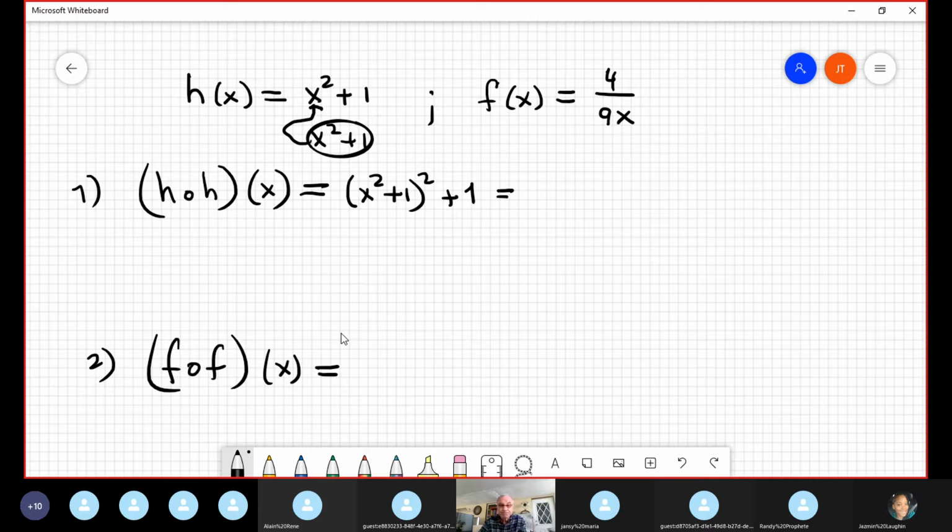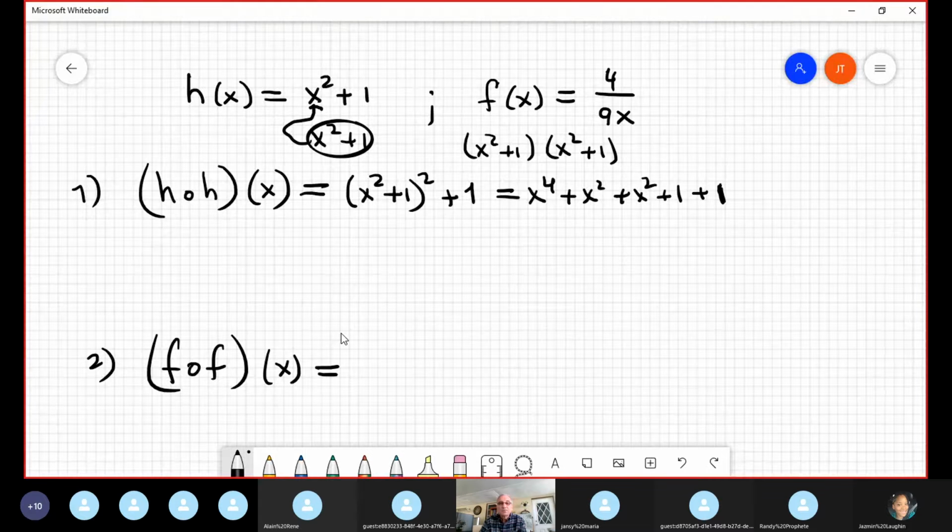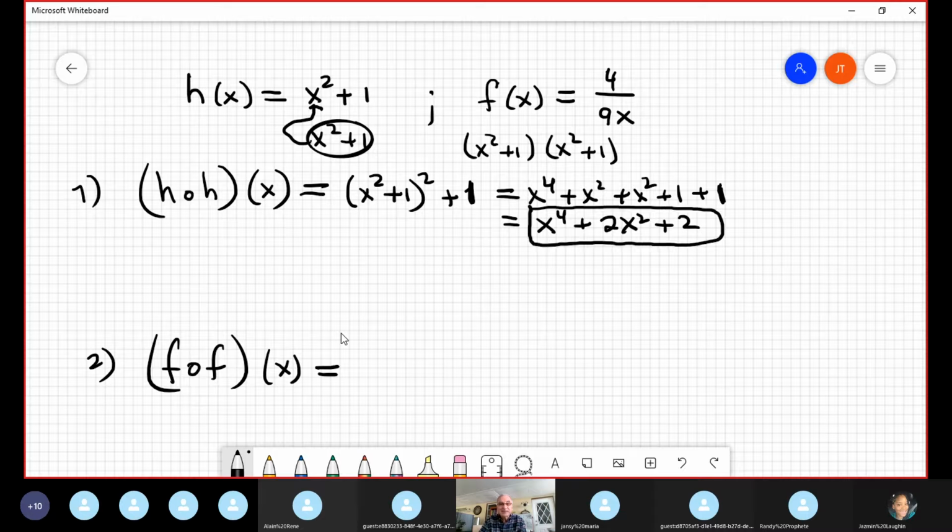It's like x squared plus one times x squared plus one. You FOIL. It's x to the 4th power plus x squared again plus one, plus one. And so we combine like terms: x to the 4th power plus two x squared plus two. And this is my first final answer. Fantastic.